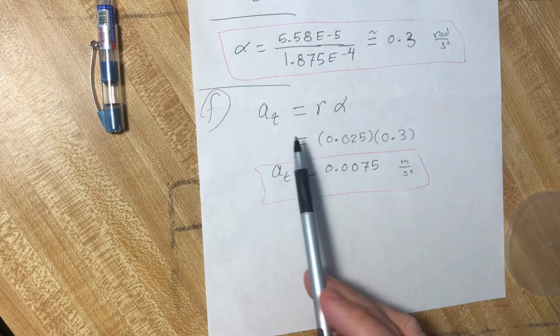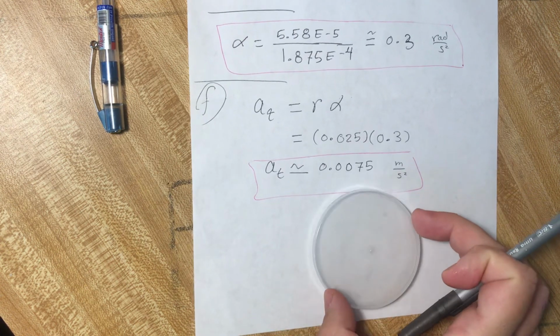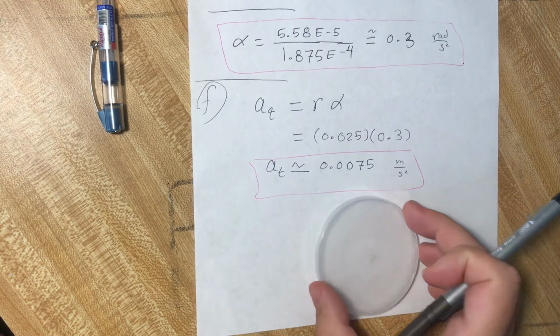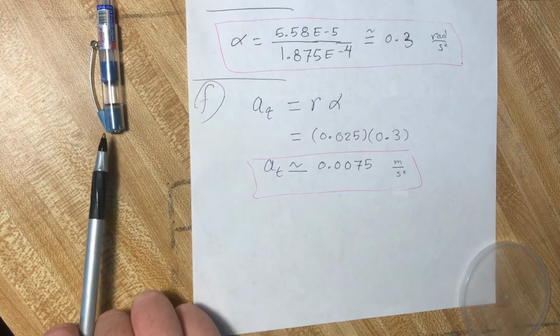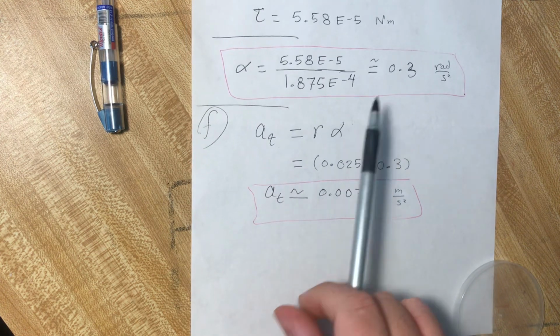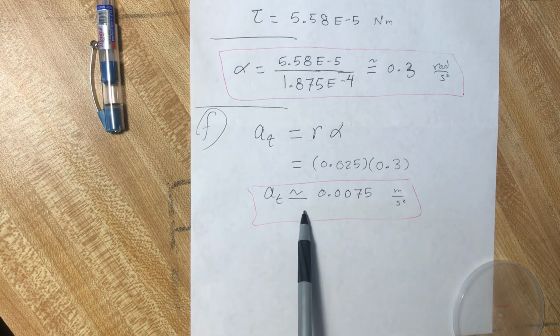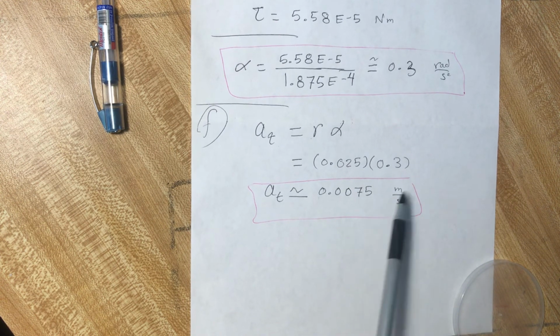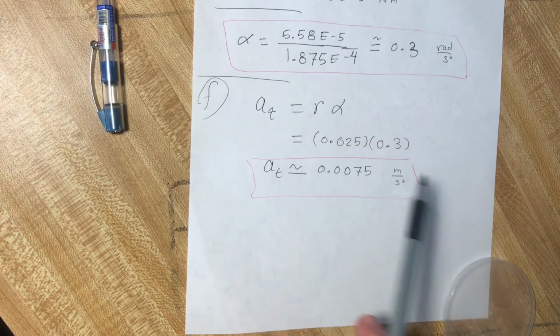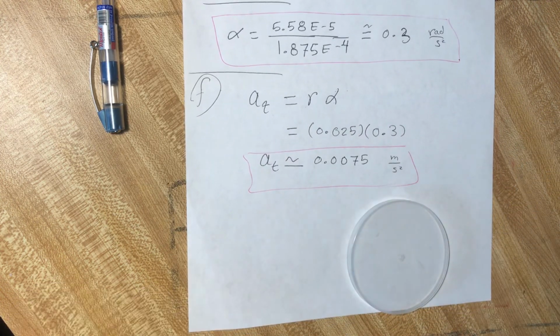So the tangential acceleration now. We have acceleration, we have change in velocity during a time. So we can also find the tangential acceleration, which is the radius multiplied by the angular acceleration. The angular acceleration, we found it, the radius is 2.5 centimeters. Then the tangential acceleration will be 0.0075 meters per second squared. This is a physical system that rotates, and you can find its properties. Do that by yourself many times.